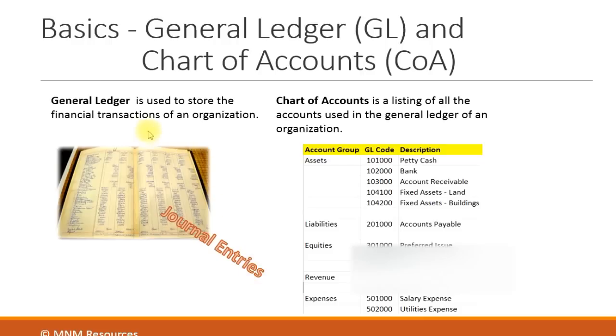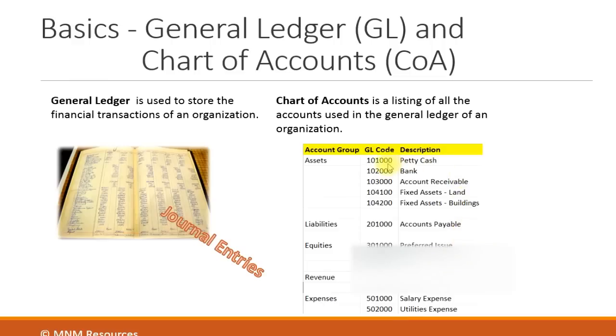So in SAP, the General Ledger is used to store the financial transactions of an organization. And all the entries here are called journal entries. Now, all the General Ledgers have been organized into a structured chart of accounts. Just like the name, chart of accounts, it's just a listing of all the General Ledger accounts and their description.